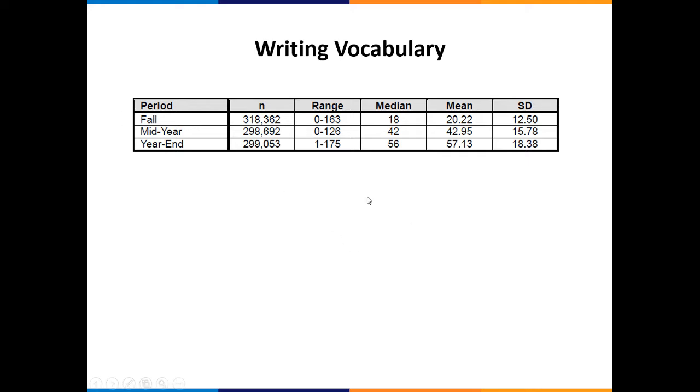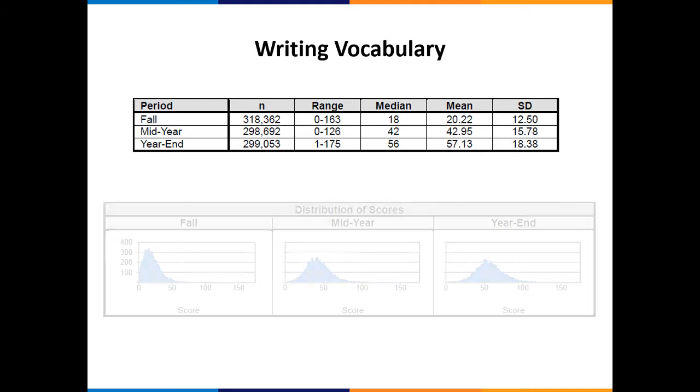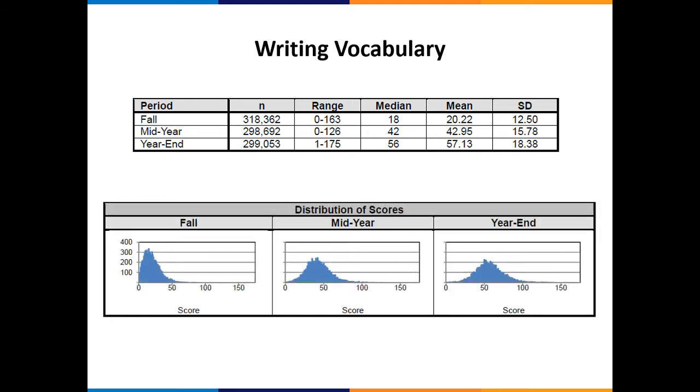So here is that same chart we've seen earlier, but for writing vocabulary for fall, mid-year, and year-end. And when I look at the standard deviation, we see something a little different: as our kids, at least on writing vocabulary, get to the year end, they become more spread out. It tells me that they're having more variation in the amount of words that each child knows, that some kids have a bigger vocabulary than others, that there's a bigger difference. And we can see that once again in the charts.